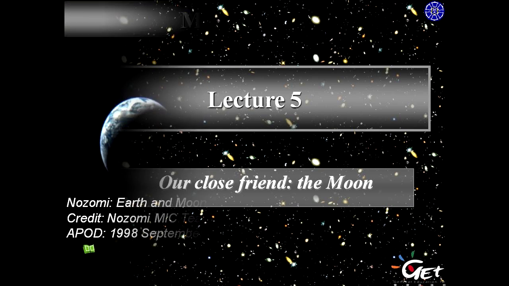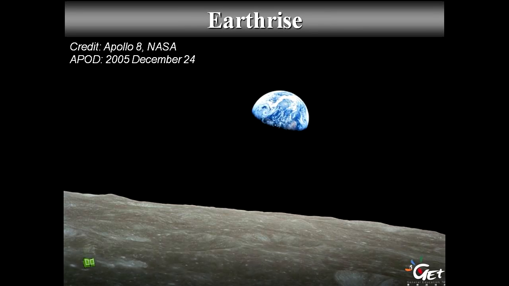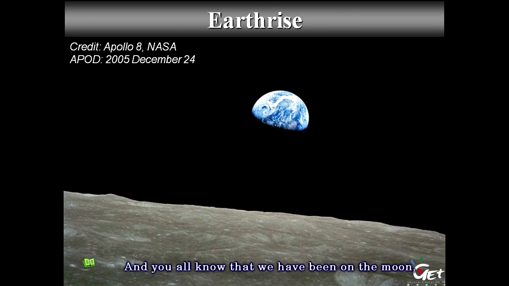So the moon. This is a picture of the moon and Earth system. Earth is here and moon is there. And you all know that we have been on the moon, so you can see Earthrise from the moon, for instance. Very nice picture taken by one of the Apollo team.